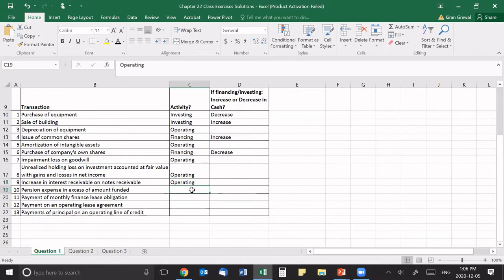Pension expense in excess of the amount funded. So pension expense is part of your income statement. So that would be operating.